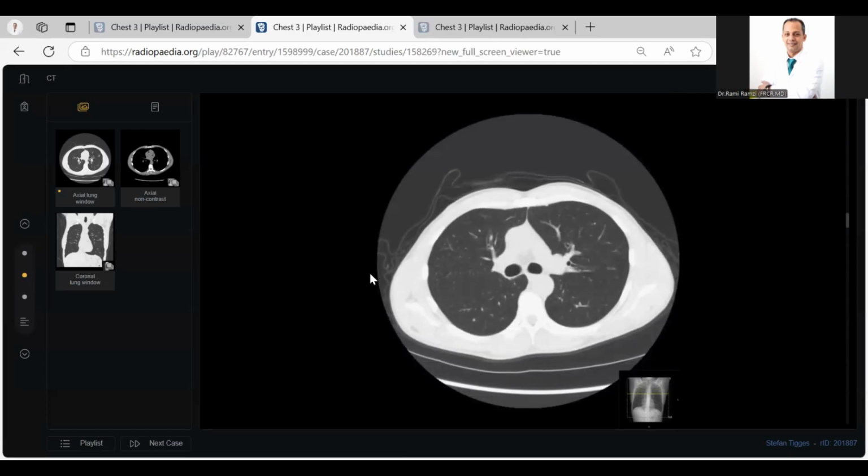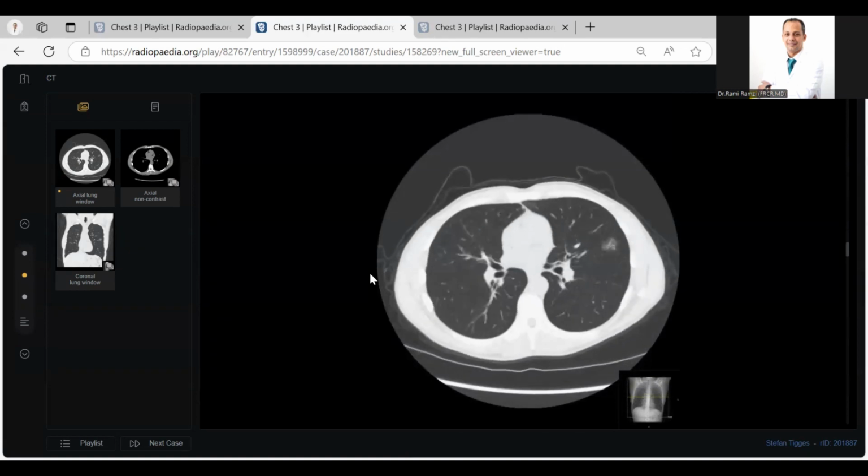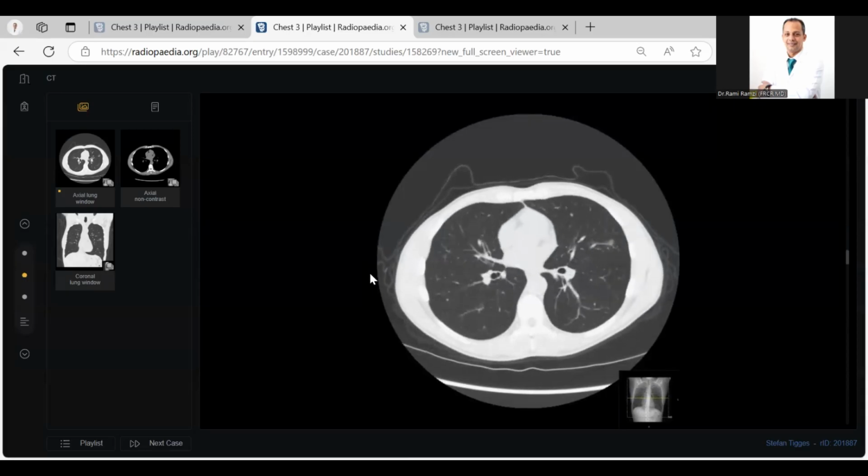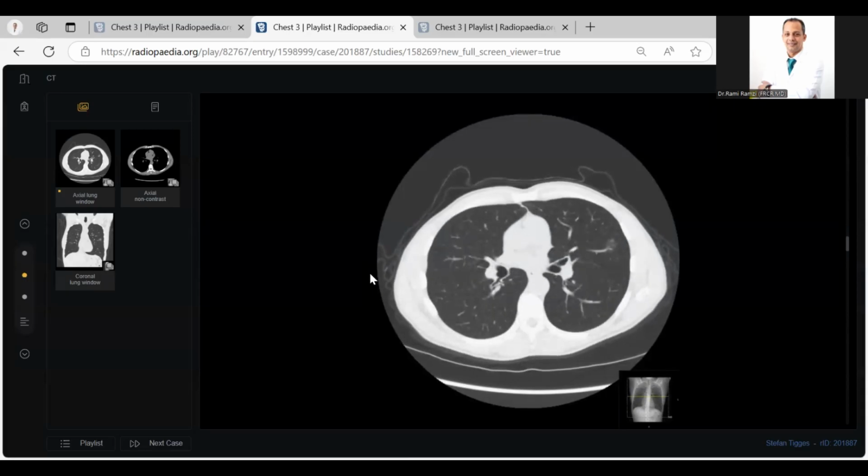I can see the bilateral lung fields are hyperinflated and showing cystic changes. Okay, first I'll look and then I'll start describing. I can see there is an area of, there is an area of inflammatory.